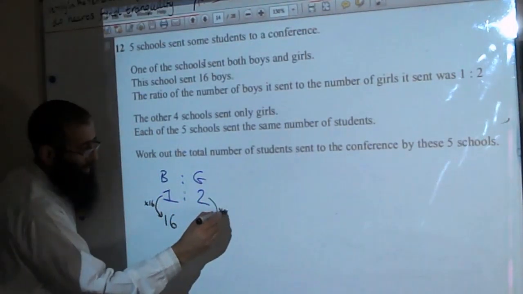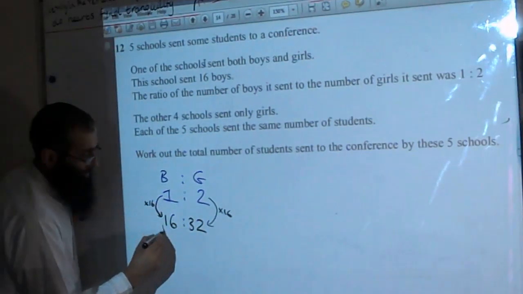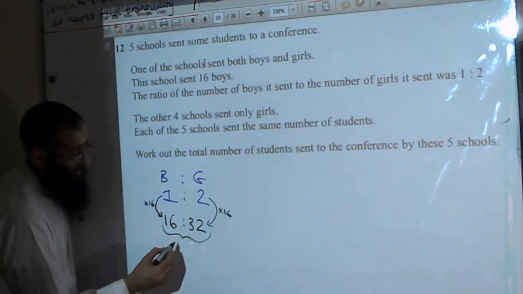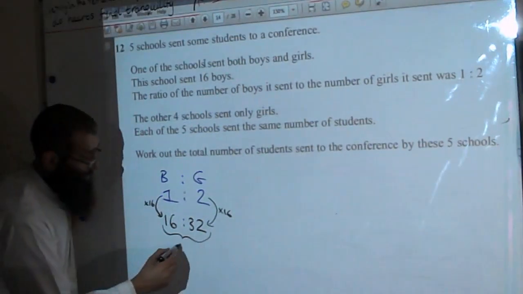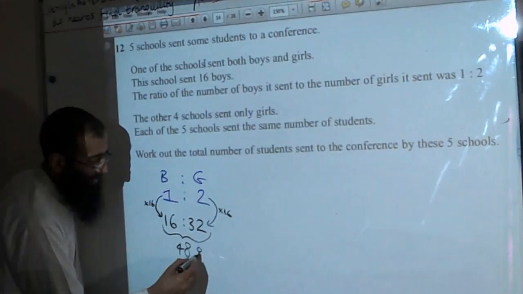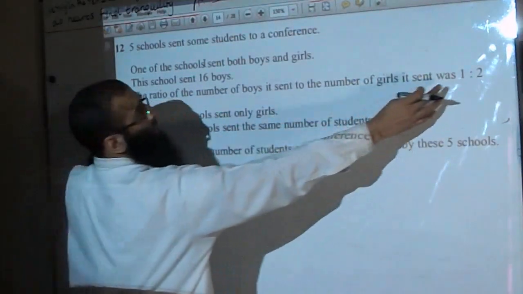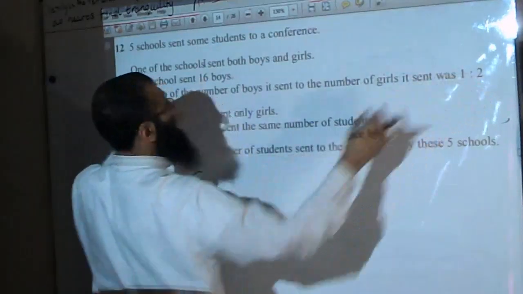Right. So how many girls did they send? 32. So how many did they send altogether? 48. So 48 students in total, yeah? The ratio, okay, we've done the ratio, so there was 1 to 16, that doubles to 32.